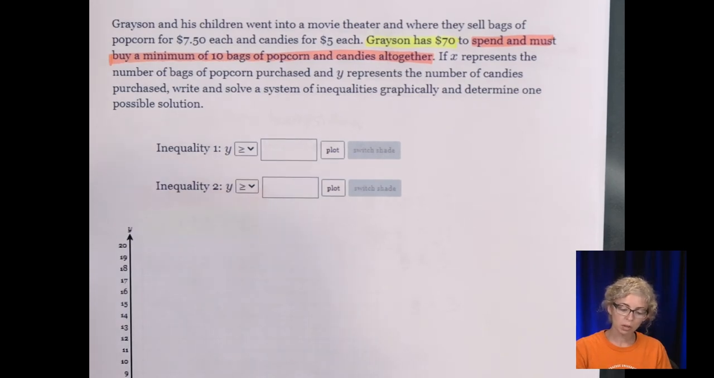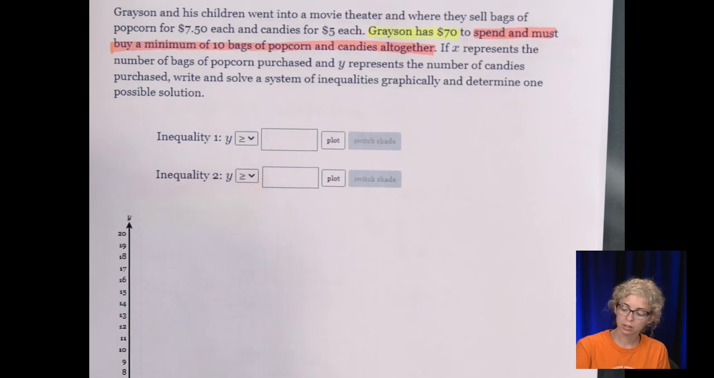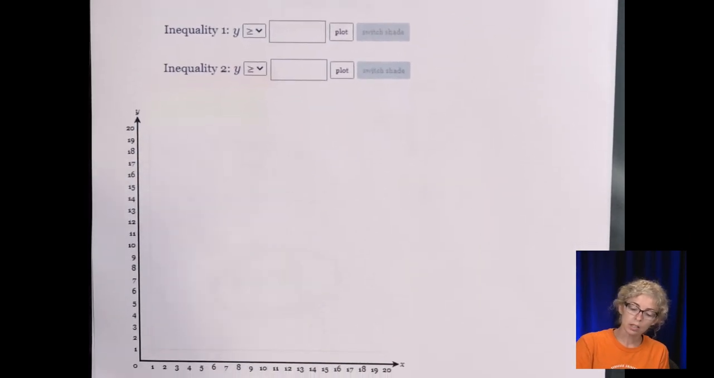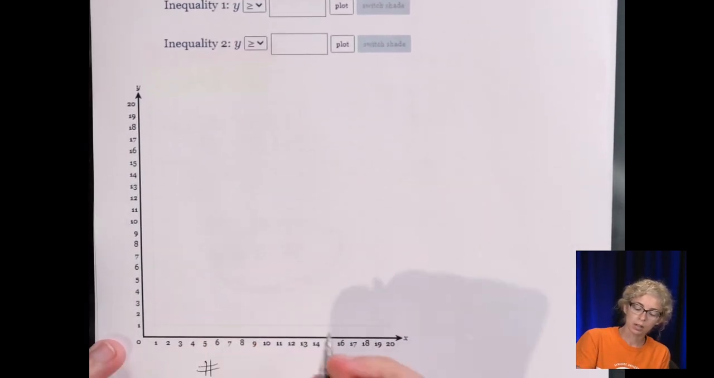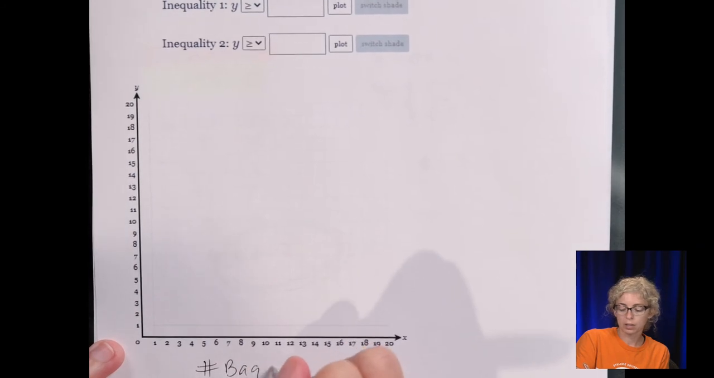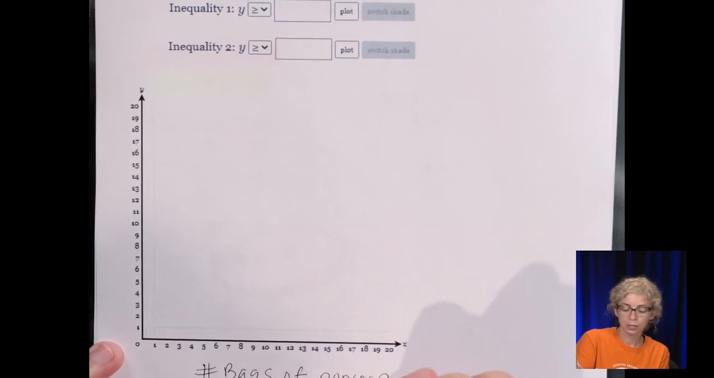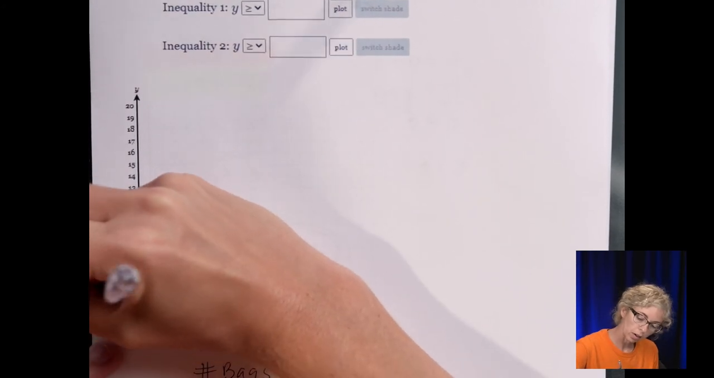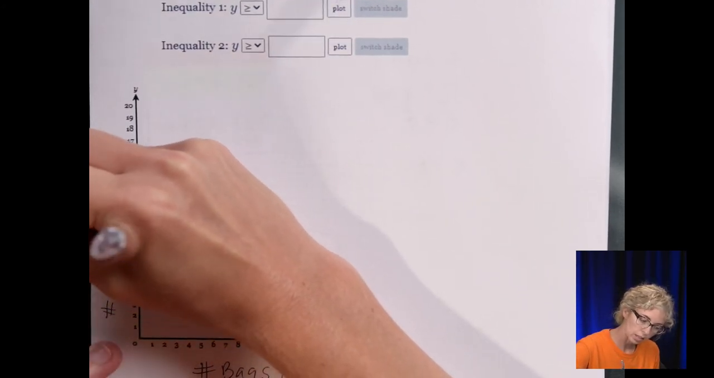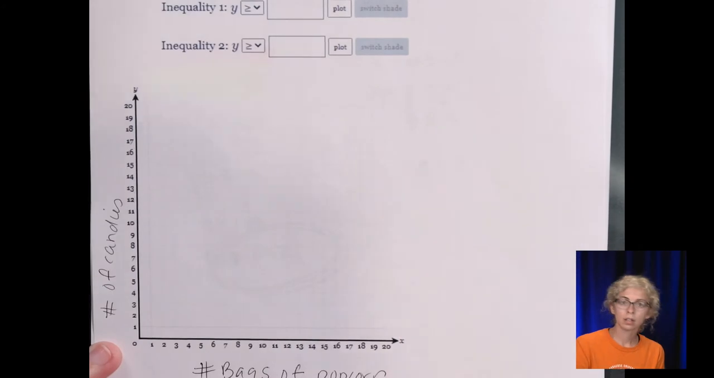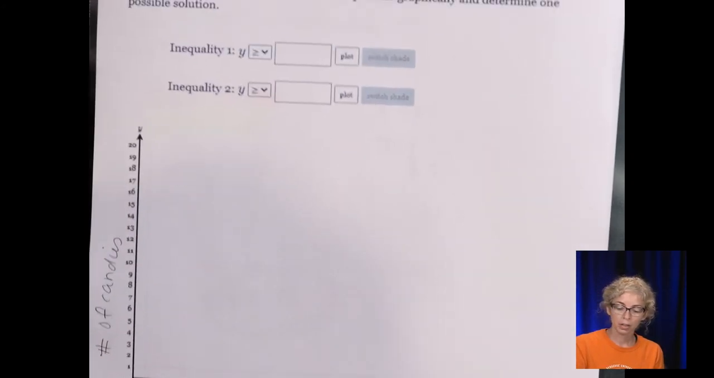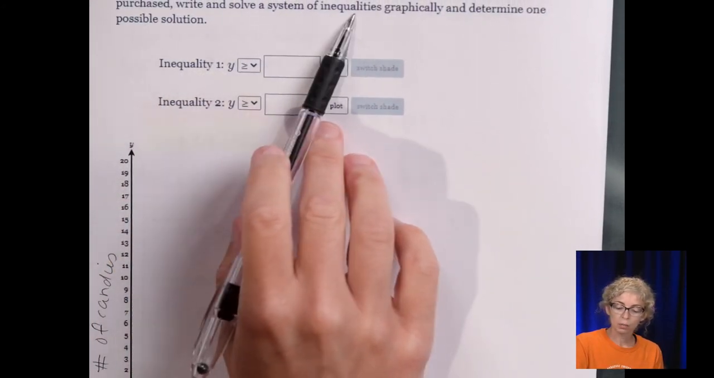If X represents the number of bags of popcorn purchased and Y is the number of candies, so they tell us what our variables are. So X is the number of bags of popcorn, and Y is the number of candies. Okay, write and solve a system of inequalities.